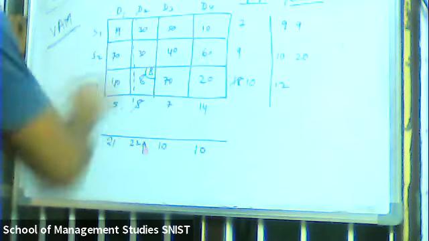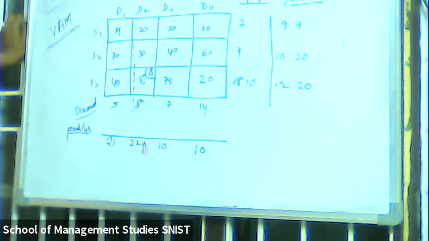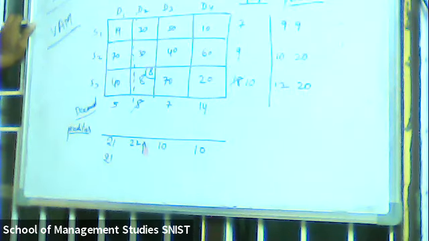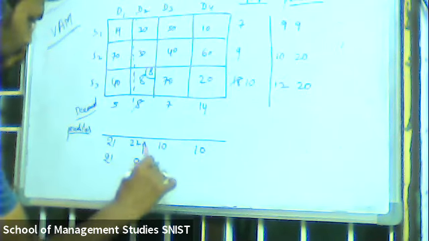Now the third row: 20, 40. 40 minus 20, so it is again 20. Now in D1, the first column, 21. What about D2? It's 0, exactly. That's it. Now D3, 10. D4, 10.